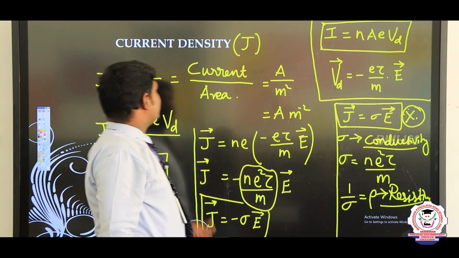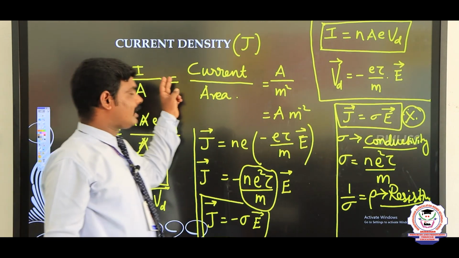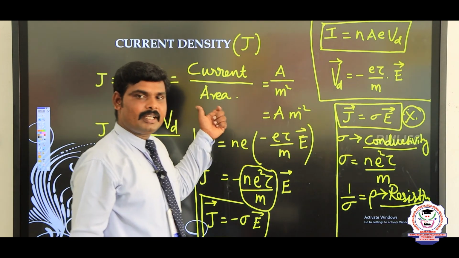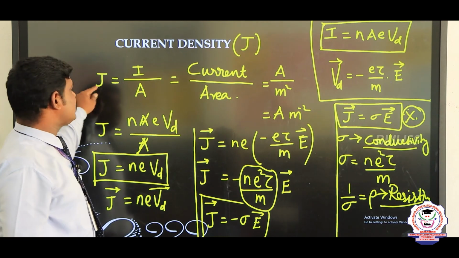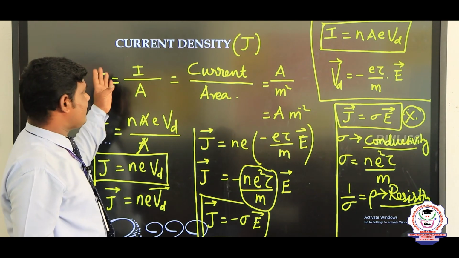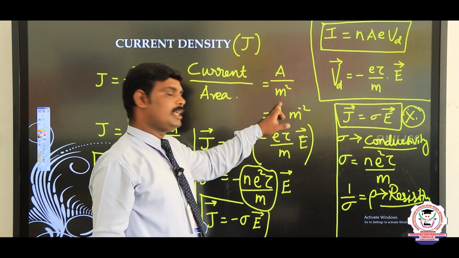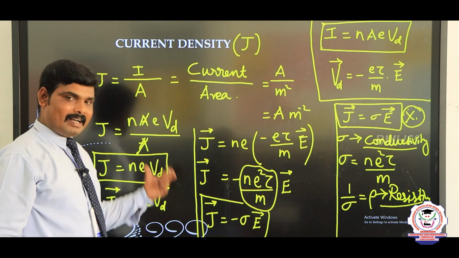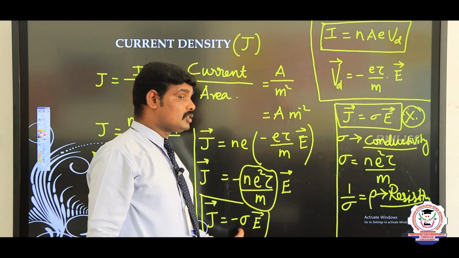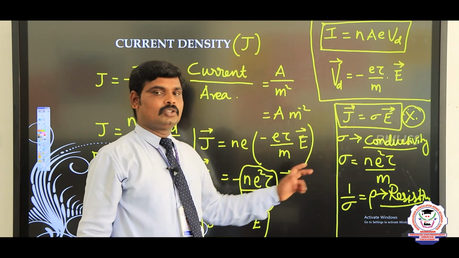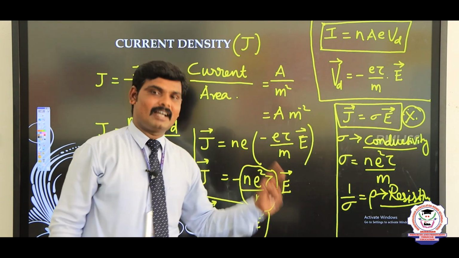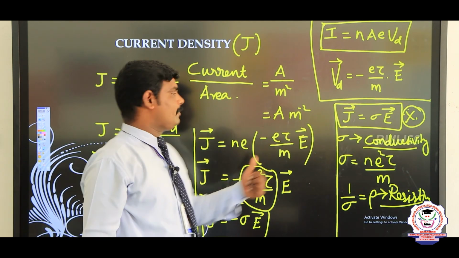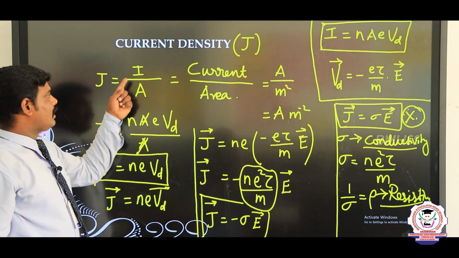So the current density is defined as the current per unit area of cross section. So J is equal to I by A. The unit of current density is ampere per meter square. Now we should find the relation between current density and drift velocity, and also between current density and electric field. So first we have to substitute the current value.